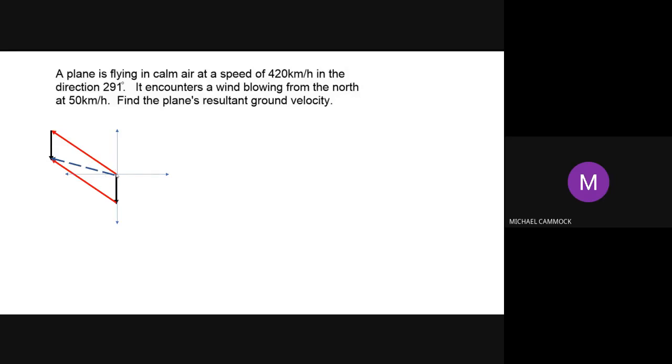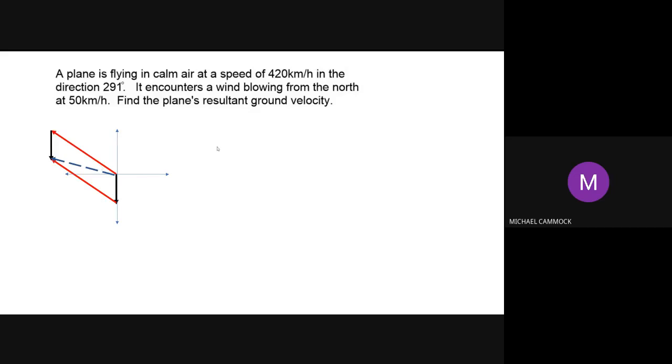So this is my north-south line, which has 50 kilometers per hour going this way. I'm sorry I didn't label these with all of the numbers. This one is 420 kilometers per hour going that way. I put another vector going down here, and another vector going up and to the left here. That means this line represents my resultant velocity.